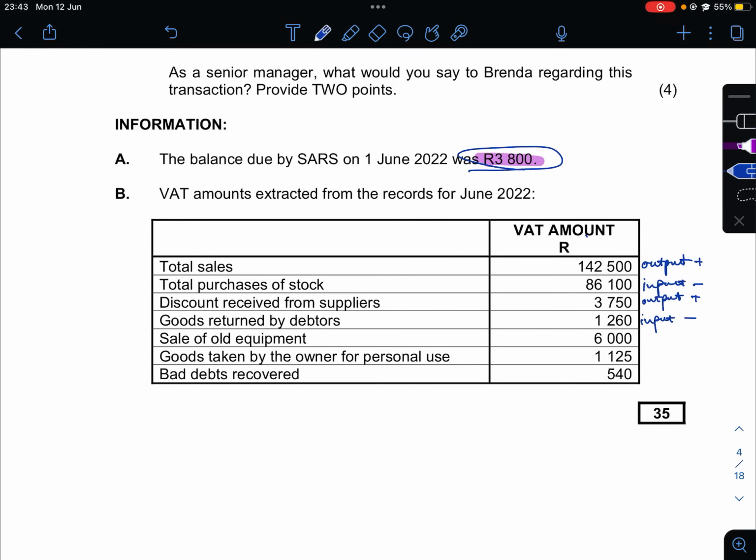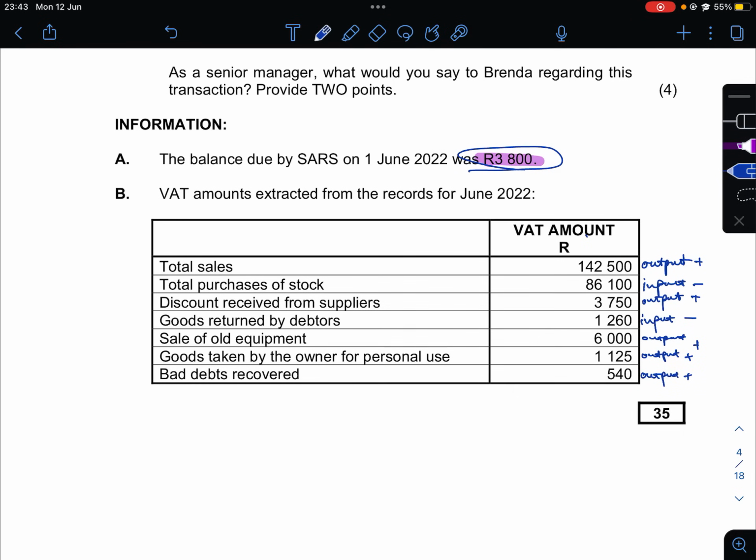Now, we sold old equipment. So the sale of old equipment is supposed to be an output because we sold something and we received some VAT that we have to pass over to SARS. And then goods taken by the owner for personal use, those are drawings. It becomes an output. And then bad debts recovered, that's an income. We received money and we have to pass some of that to SARS, so it's going to be an output. It's a plus plus plus.